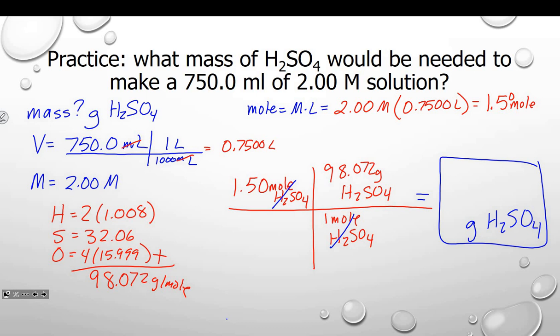How many sig figs should I report? Three is correct. Didn't show what decimal? I got 150. 1.5, you mean? It's only 0.5, but you put two extra. Because it was 750.0, so those two zeros were significant. Okay. What do we get for an answer? 147? Do you have a second on that? Yes? Awesome.